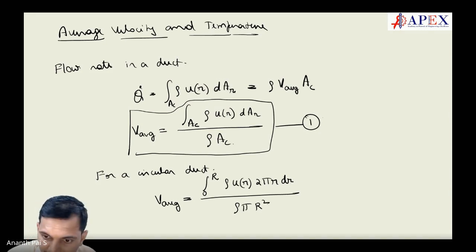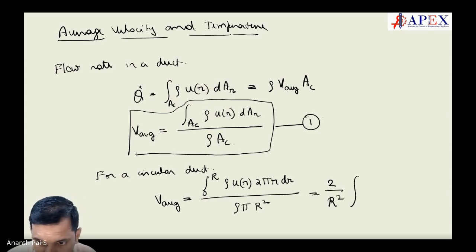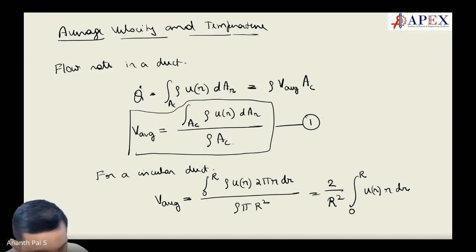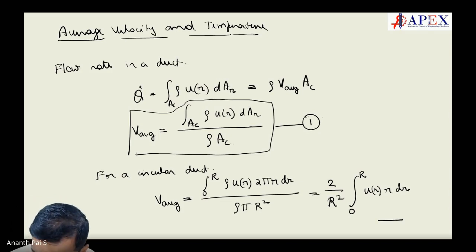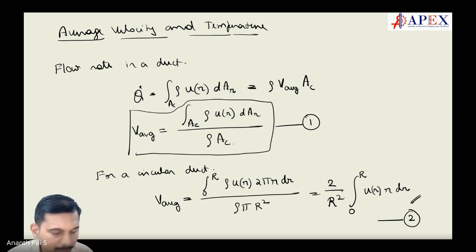This becomes equal to 2 by R square, integration from 0 to R of U of R into R dr. Very important. Correct? U of R into R dr. Pi pi cancels, 2 comes here. Make sense? Clear? So what happens? V average is this. You write this as equation number 2. Important. Both are important.